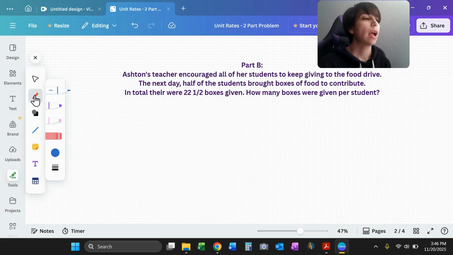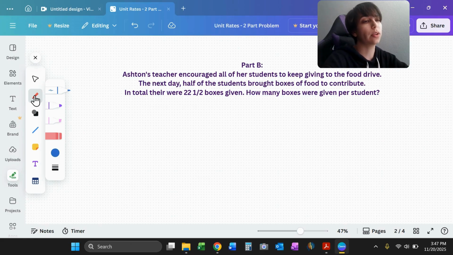Okay. Part 2, or part B. Ashton's teacher encouraged all of her students to keep giving to the food drive. The next day, half of the students brought boxes of food to contribute. In total, there were 22 and a half boxes given. How many boxes were given per student?